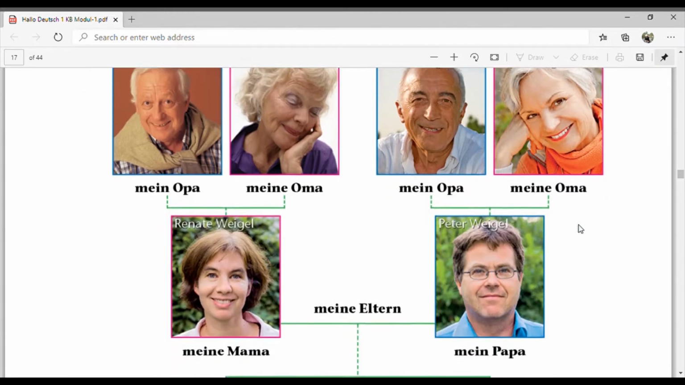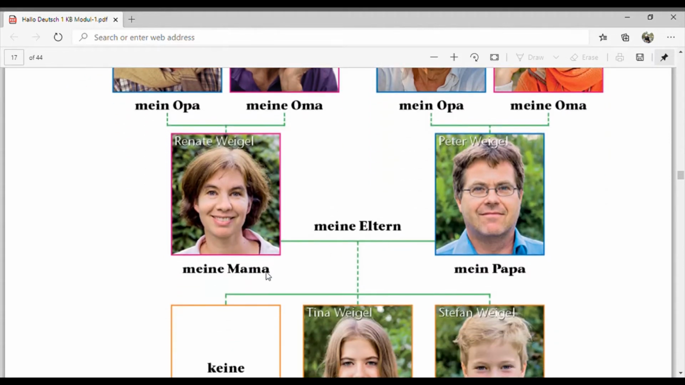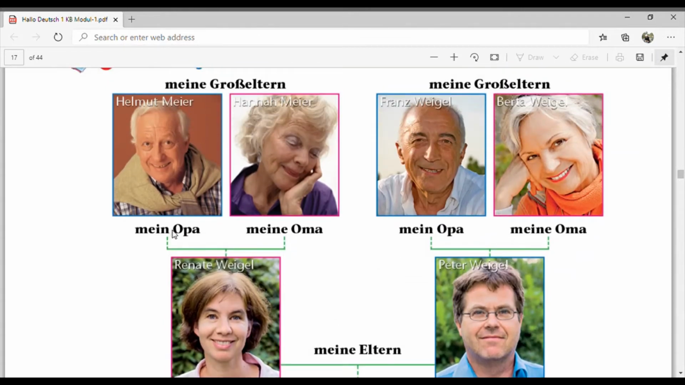Yeah. Then here meine Eltern, so meine Mama. For Mutter, we can also say Mama. In Germany, people call Mama. So meine Mama and mein Papa. Okay. One more thing.